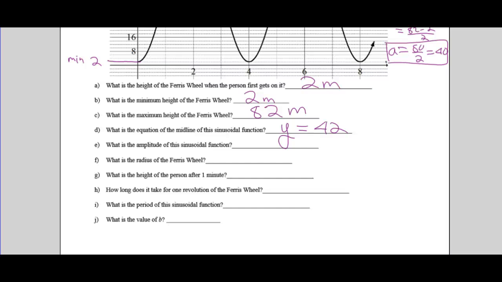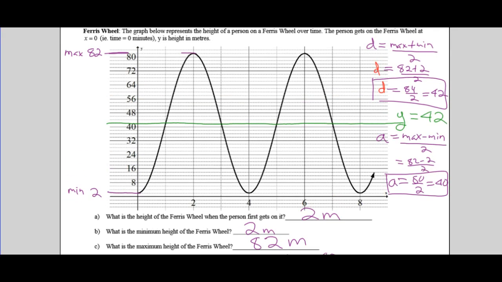So what's the amplitude? 40. Now, really, it's 40 meters, right? Amplitude is actually measured in meters because it's on the y-axis. What is the radius of the Ferris wheel? Here you go, key question. Nobody in the province can figure this stuff out. Let's see if you guys can. What's the radius of the Ferris wheel? 42.